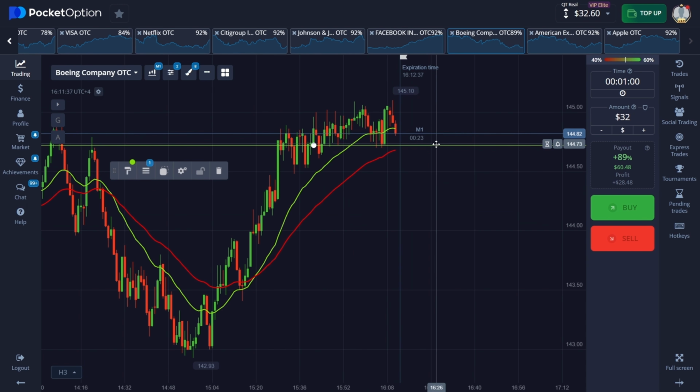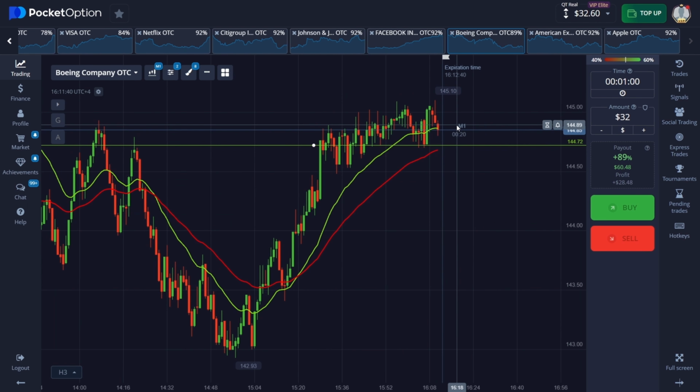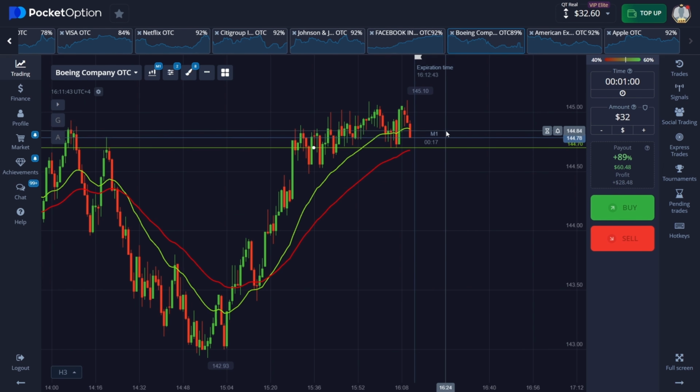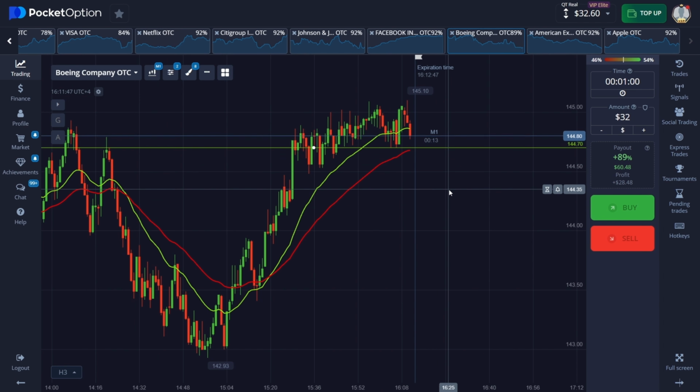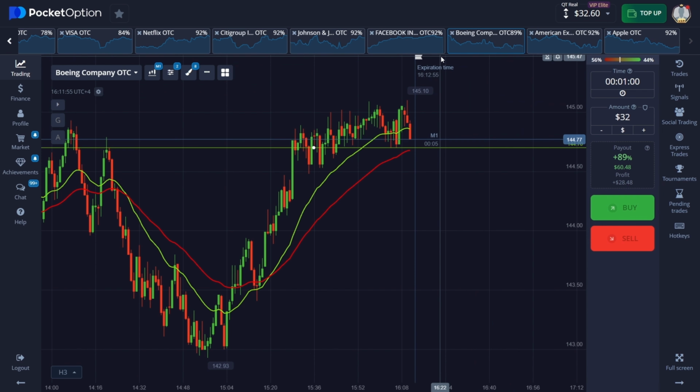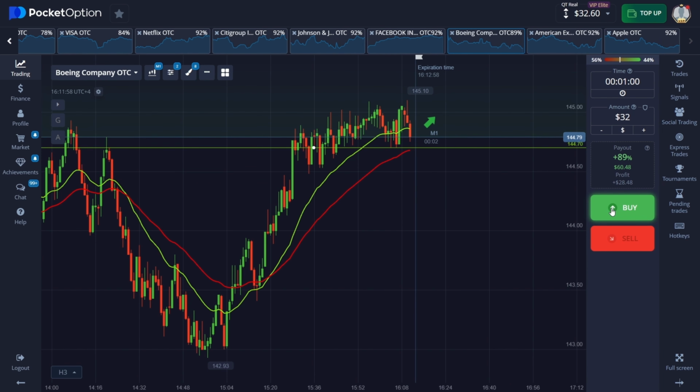Here we have a trade on Boeing Company OTC for the upside move from the moving average. The candle is taking support from the 25 EMA at the back, and you can see a support level here as well. I'm waiting for a good entry on Boeing Company OTC. If I get a good entry, I'll place a trade for the upside move. I'm waiting for an entry near the 50 EMA or support level.